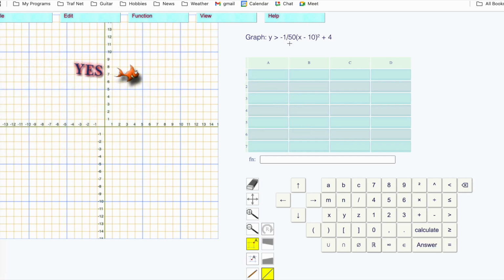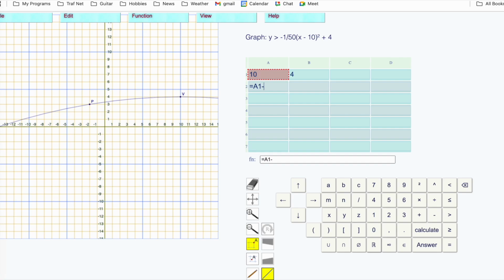Let's do another one. Here the vertex is 10, 4. We're opening down something like this. 1 over 50, so I'm expecting it to be very shallow. When x is 10, the y should be 4. It's equal to negative 1 over 50 times (x minus 10), in this case 0 squared is still 0, plus 4 is 4.